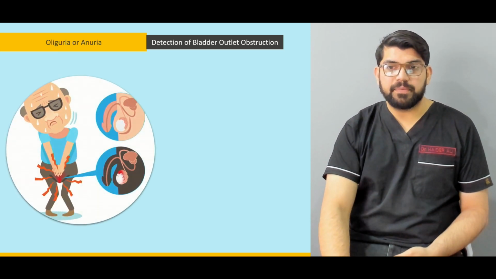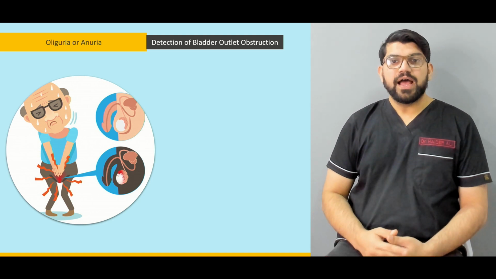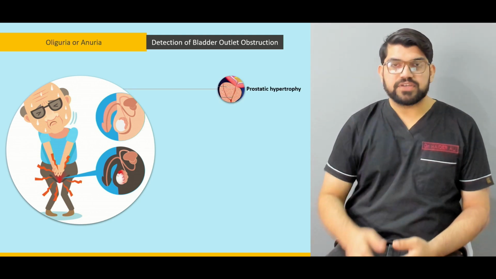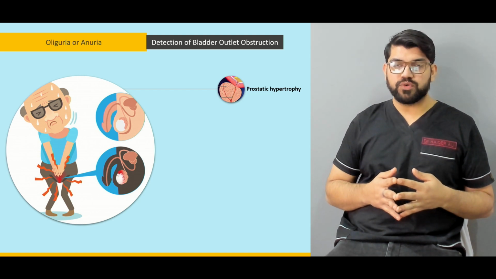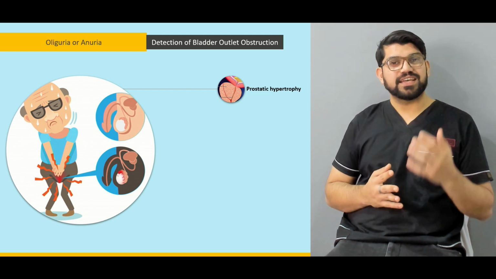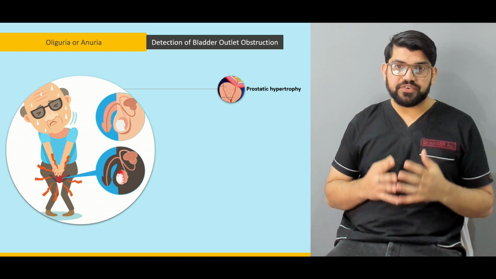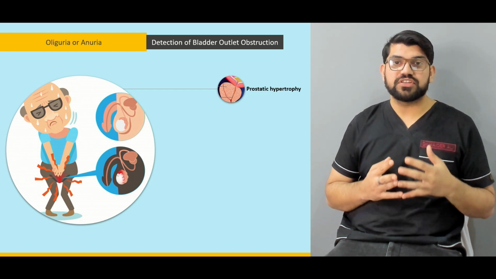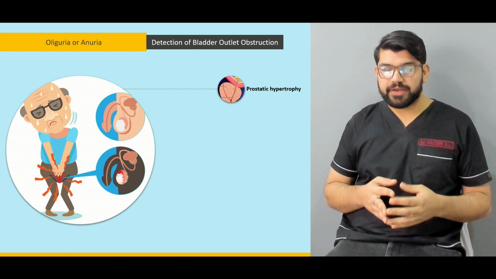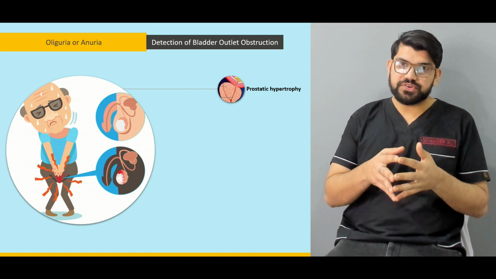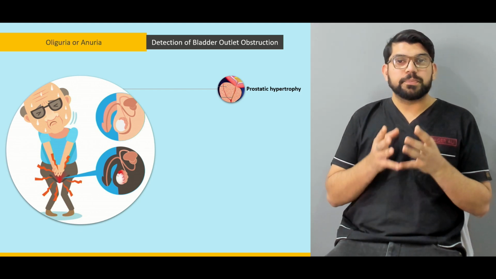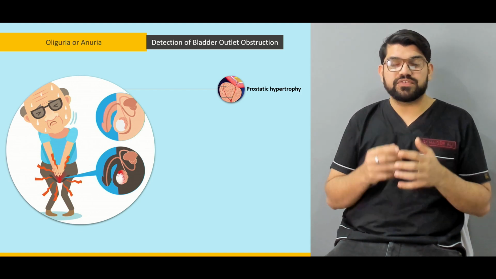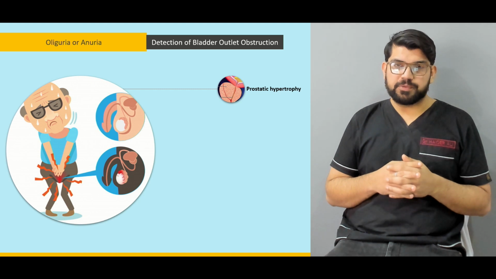Detection of bladder outlet obstruction. Prostatic hypertrophy, again, is a repetition of what we talked about before: there is obstruction to the outflow of urine. The prostatic urethra passes through the prostate gland. With prostate hypertrophy, there is narrowing of the lumen of the prostatic urethra.